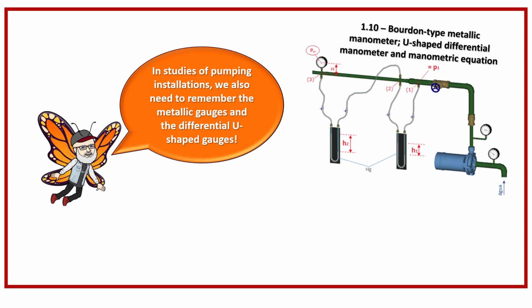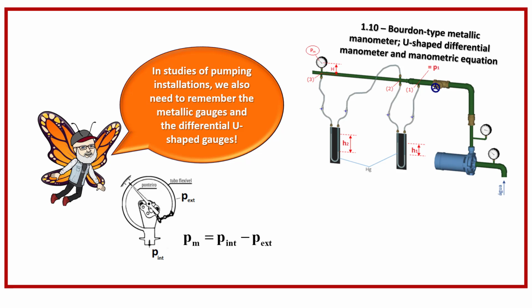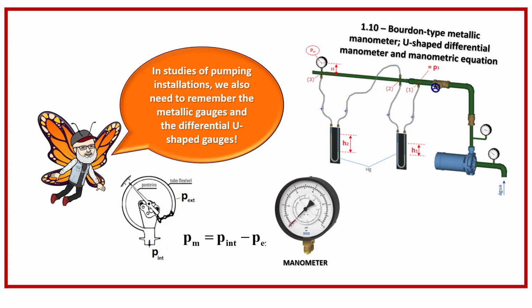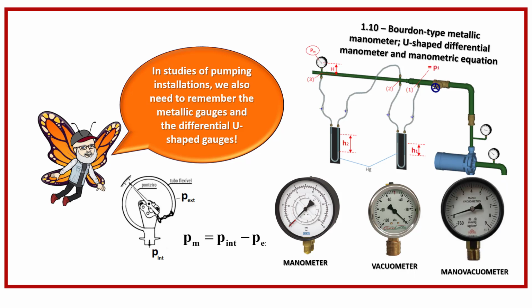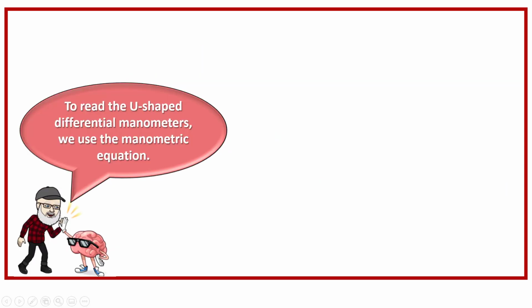The pressure read on a manometer is called the gauge pressure, which is synonymous with pressure on the effective scale. The gauge pressure is equal to the internal pressure, entering the manometer, minus the external pressure, which is normally the atmospheric pressure, which in the effective scale is null. The Bourdon metallic manometer can be found only with a positive scale and there it receives the name of a manometer. Only with a negative scale, in this case called a vacuum gauge, and with the positive and negative scales being called a manovacuometer. To read the U-shaped differential manometers, we use the manometric equation.